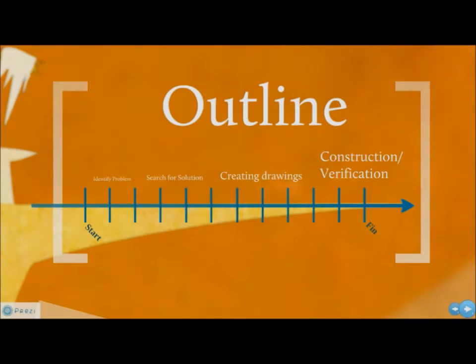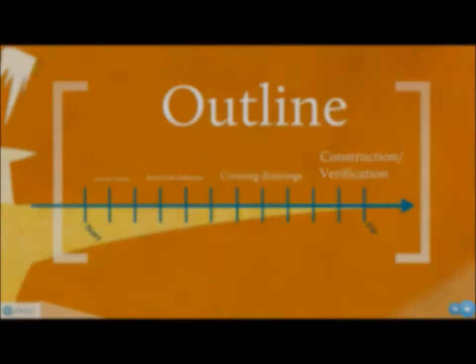In order for our team to effectively and easily present our presentation, we used an outline concerning the engineering design cycle. We will first identify the problem and its constraints, then search for a solution and finalize our idea. Then we will go into how to create a drawing by using modeling software, and then show you and elaborate on the construction process and verification process.